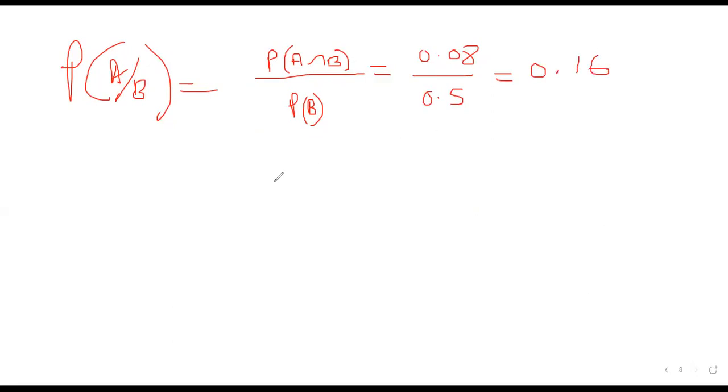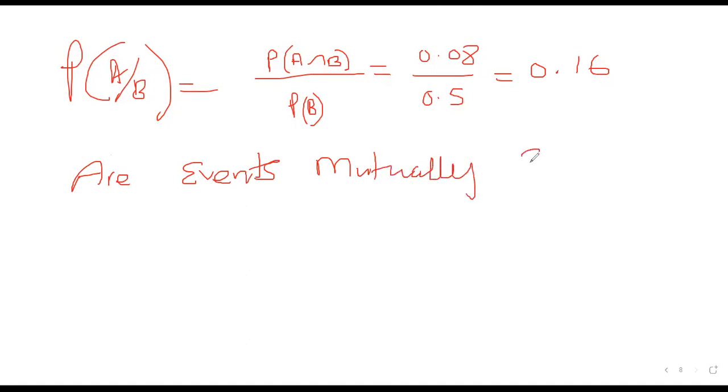0.16. Now, if I were to ask you, are the events mutually exclusive? What is the rule for mutually exclusive? The intersection must be 0. So step 1, you state the condition. How do we know they're mutually exclusive? Probability of A intersection B must be 0.